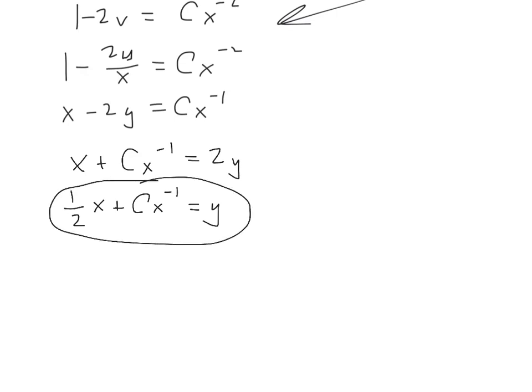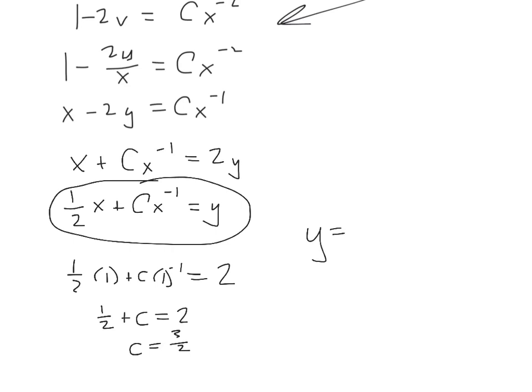Now that I have that general solution, I just need to plug in the initial conditions so that I can find the value c to get my particular solution. From the beginning of the problem, we were given that y was 2 when x is 1. So I'm seeing this to be 1/2 plus c equals 2. That means c has to be 3/2. And so my final particular solution: y equals 1/2 x plus 3/2 x to the negative 1.